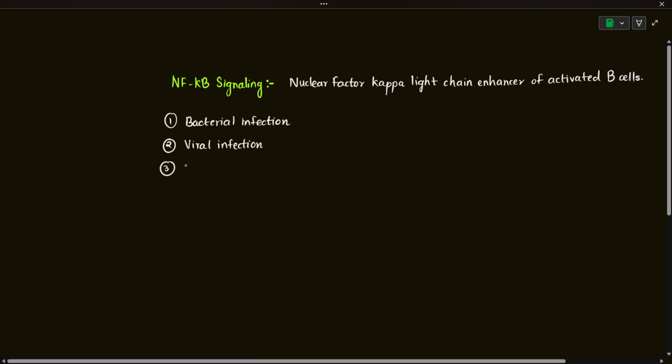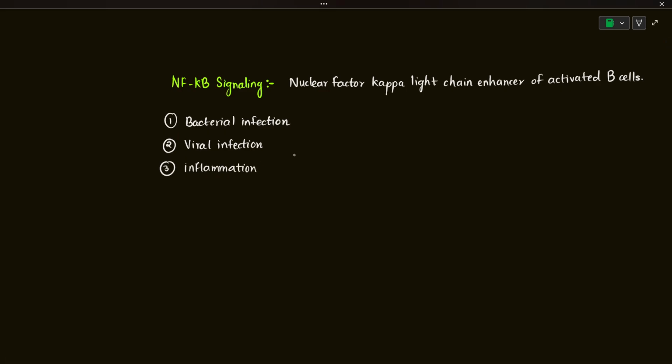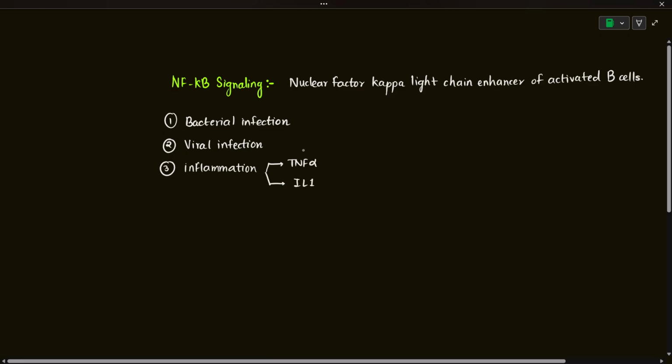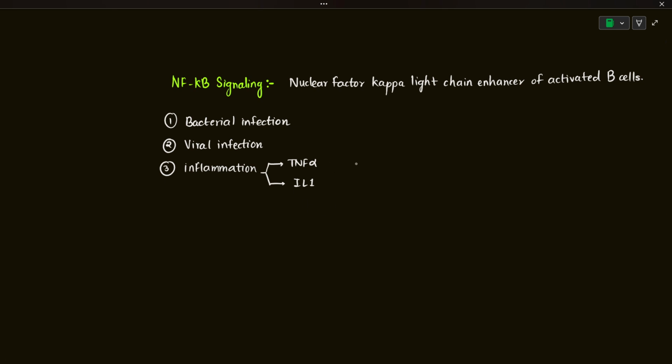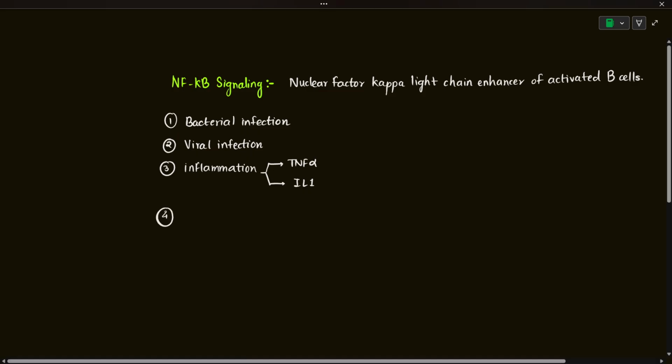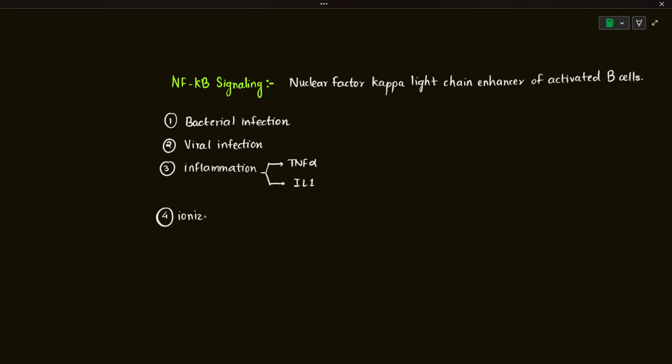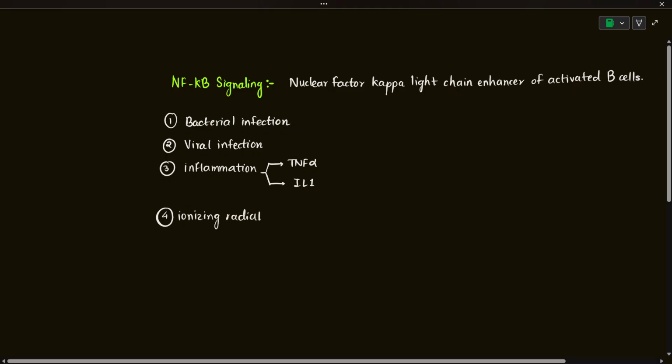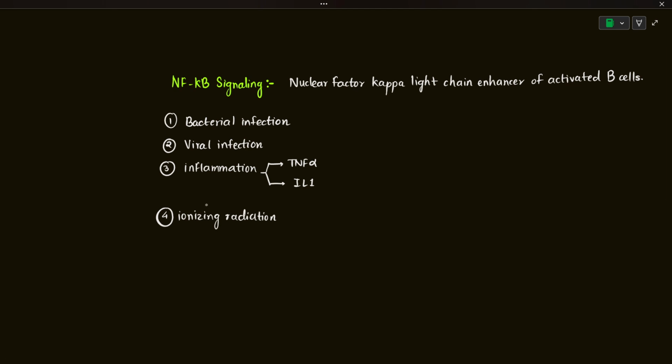or it can even get activated when there is inflammation due to inflammatory cytokines such as TNF alpha or interleukin 1, IL-1. Those inflammatory cytokines can bind to their receptors, so that they will activate NF-kB downstream. So these are the factors which exist upstream of NF-kB, so that they can activate NF-kB. The other stress that can activate NF-kB is ionizing radiation. So stress conditions such as ionizing radiation can activate NF-kB, so that the cell gets ready to handle those stress conditions.